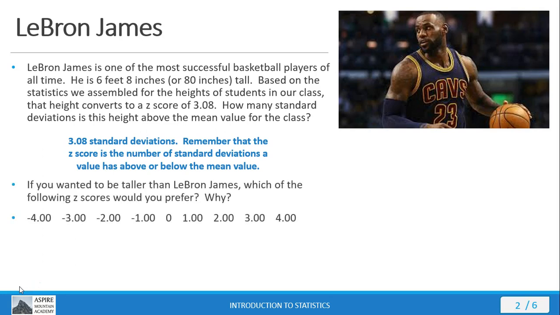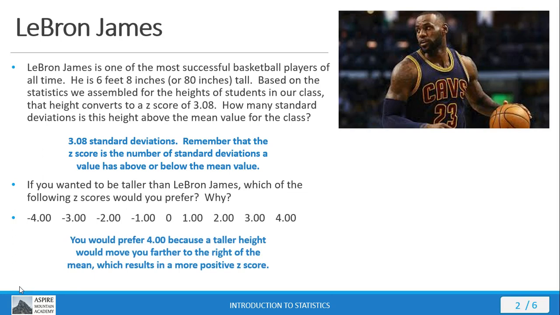Now, if you wanted to be taller than LeBron James, which of the Z-scores that you see here would you prefer and why? I'll give you a moment. Well, you'd want the 4.00 because to be taller means you need to move away from the mean value to the right. And 4.00 is the only Z-score that is to the right of LeBron James's Z-score of 3.08. Every other Z-score would mean you get shorter than LeBron because your Z-score would move to the left towards more negative territory.